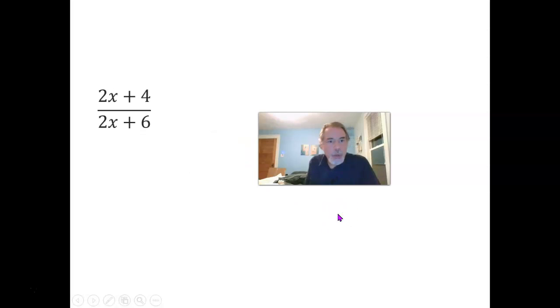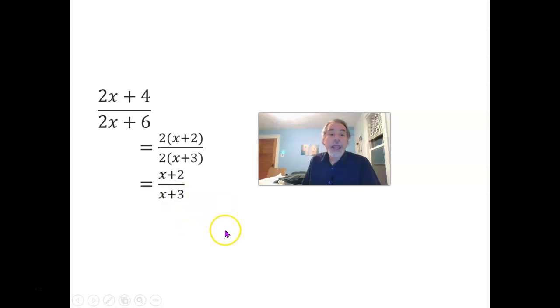How about this? 2x plus 4 over 2x plus 6. Now what we can't do is cancel out the 2x's. They're not factors. Neither the numerator nor the denominator is 2x times something else. But what we can do is factor out the 2 that the numerator has as its greatest common factor. And we can also factor out a common factor of 2 on the bottom. And then we can cancel out those common factors of 2, and we end up with x plus 2 over x plus 3.